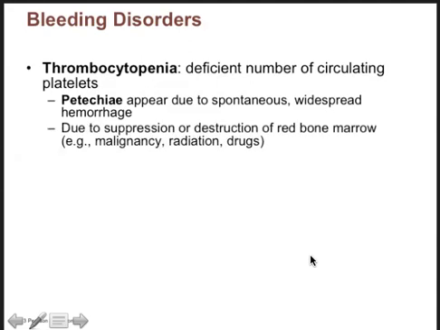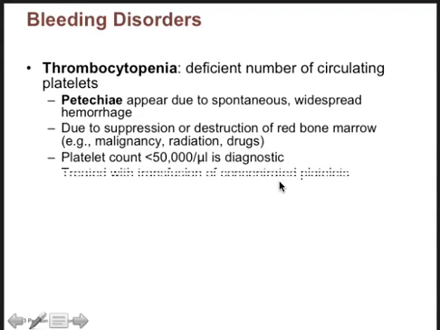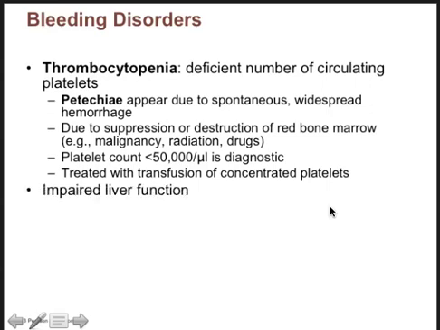It's usually due to a suppression or a destruction of red marrow, which can come from a malignancy in the hematopoietic stem cells, so cancer of the hematopoietic stem cells, can come from radiation treatment, and it can also come as a result of certain drugs. A platelet count below 50,000 per microliter is usually the diagnostic tipping point, indicating thrombocytopenia. It's generally treated with transfusion of concentrated platelets.